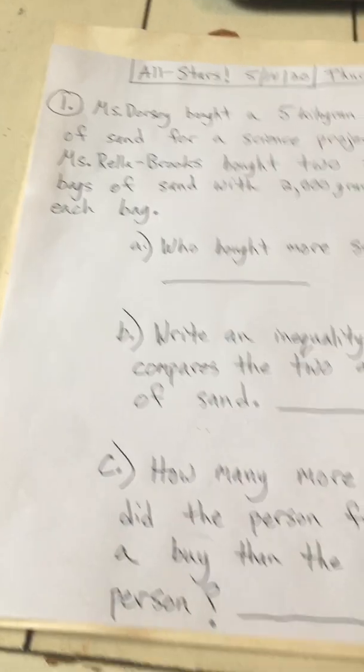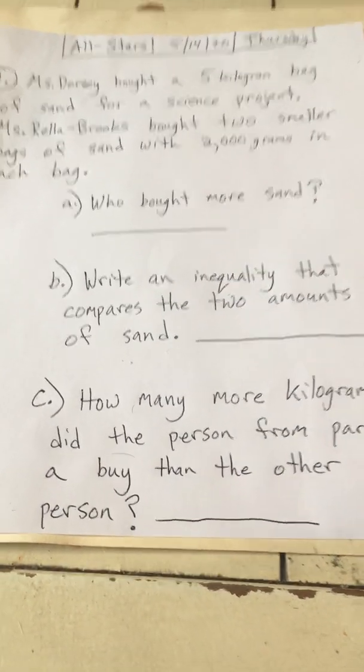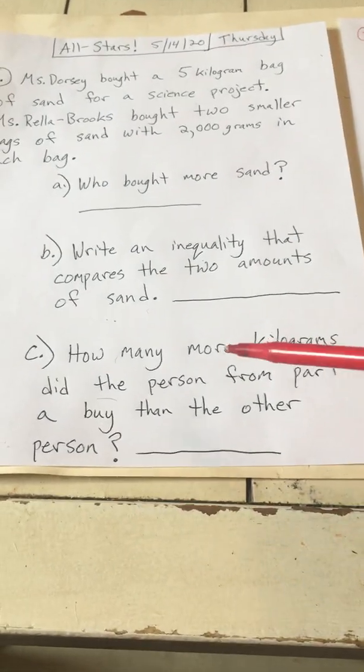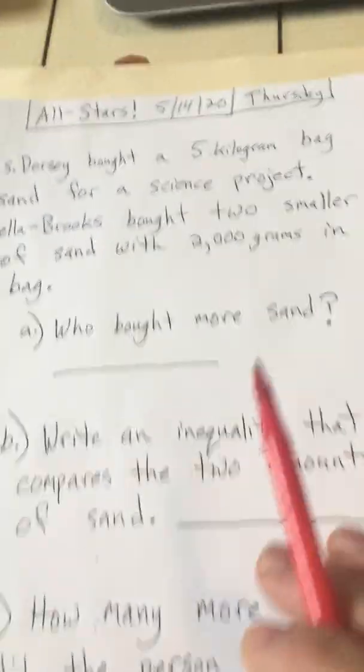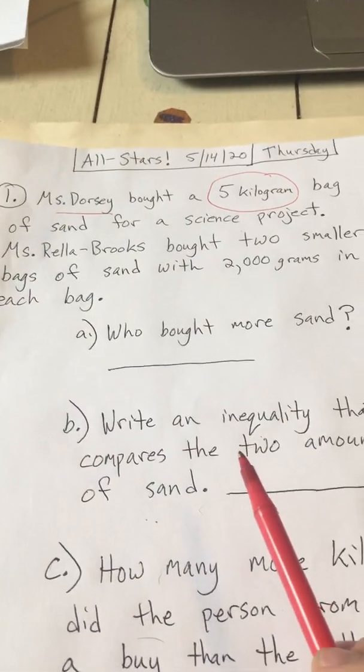Okay, so it's about 2 people who bought sand. We're going to need to figure out who bought more. We're going to write that as an inequality, comparing the amounts, and then we are going to find out how many more kilograms one person bought than the other. Okay, so let's go back to the numbers. Miss Dorsey bought 5 kilograms. A 5-kilogram bag. So 1 5-kilogram bag.